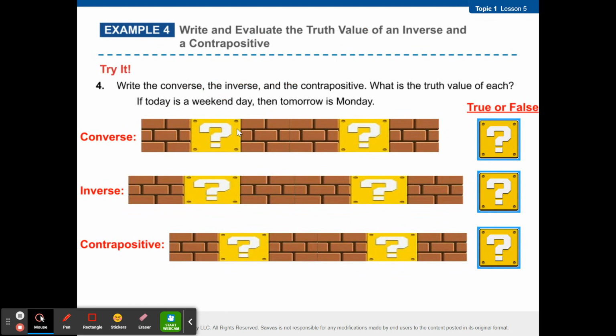All right, let's take a look. I want you guys to try this. Write and evaluate the truth table of an inverse and contrapositive. So it says write the converse, the inverse, and the contrapositive. What is the truth value of each? I believe you're on page 21 of the book. So write the converse, inverse, contrapositive, and tell me if they are true or false. Go ahead.